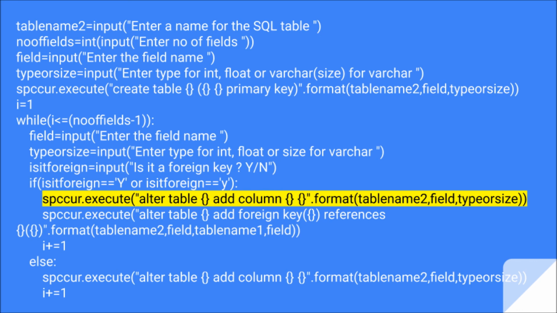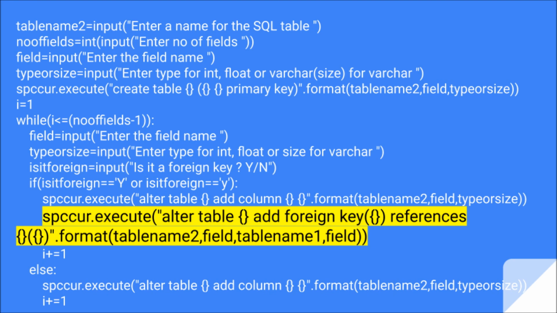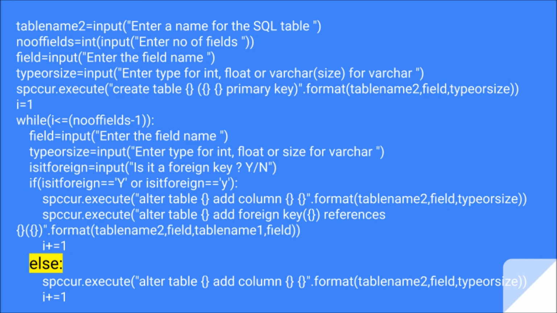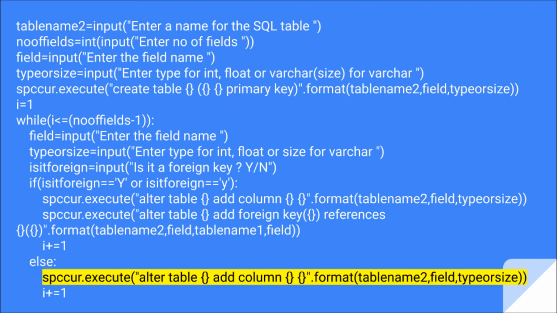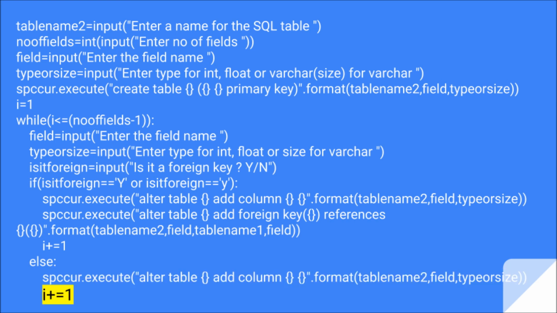If it is yes, then the cursor object calls the method execute, and first we add a column by using alter table, and then again the execute method uses alter table to add the foreign key. If the answer is no, that is, if it is not a foreign key, then this part of the loop will be executed, and the SPC car object calls the method execute and simply adds the column with the alter table command. The counter is incremented in both the cases.